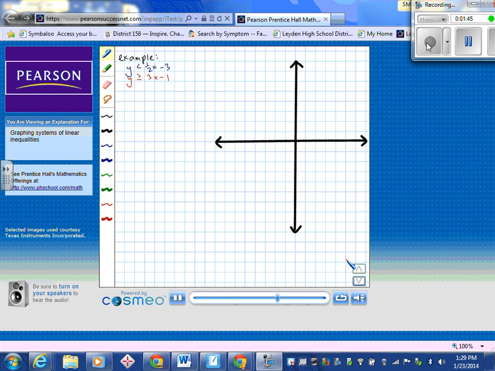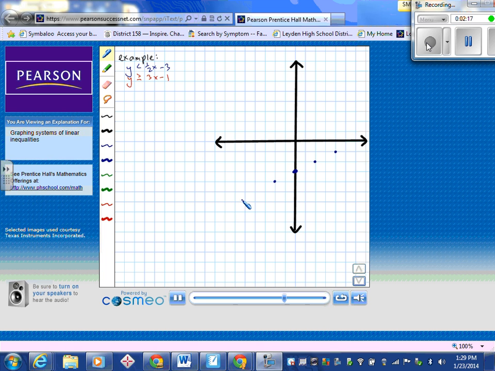So let's do it. Here first we have y is less than 1/2 x minus 3. First thing we're going to do is graph this line. So we have a y-intercept of negative 3, which I'll put here. And then our slope is 1/2. So we'll get a few points with that slope. And then I'll go ahead and draw the line corresponding to it.